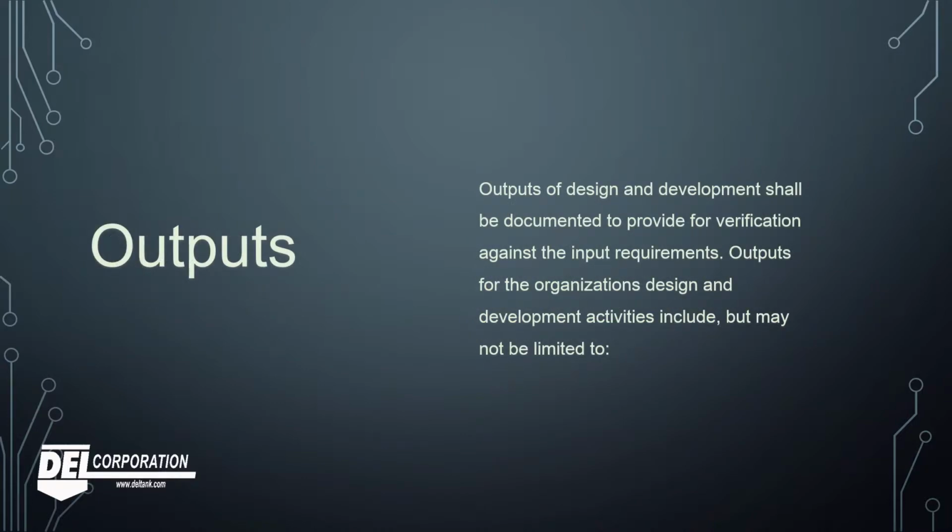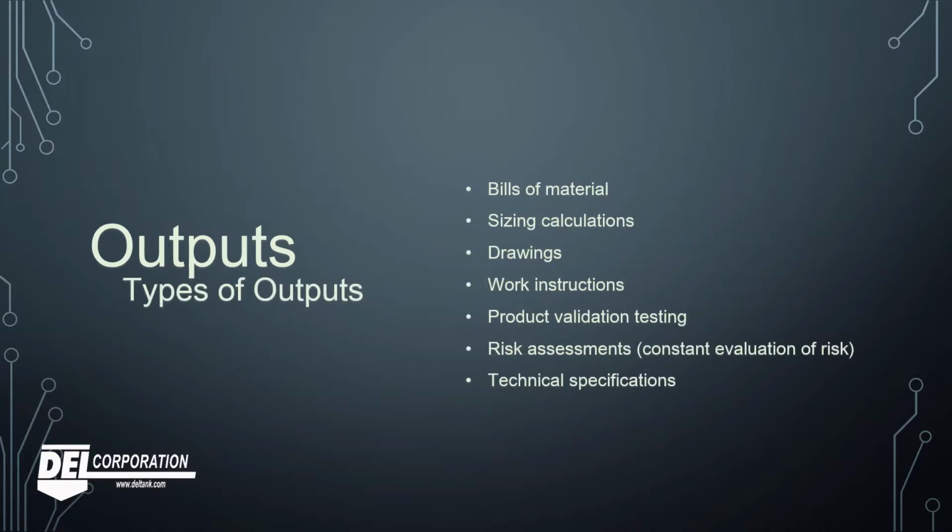Outputs of design and development shall be documented to provide for verification against the input requirements. Outputs for the organization's design and development activities include, but may not be limited to, bills of material, sizing calculations, drawings, work instructions, product validation testing, risk assessments, or technical specifications.